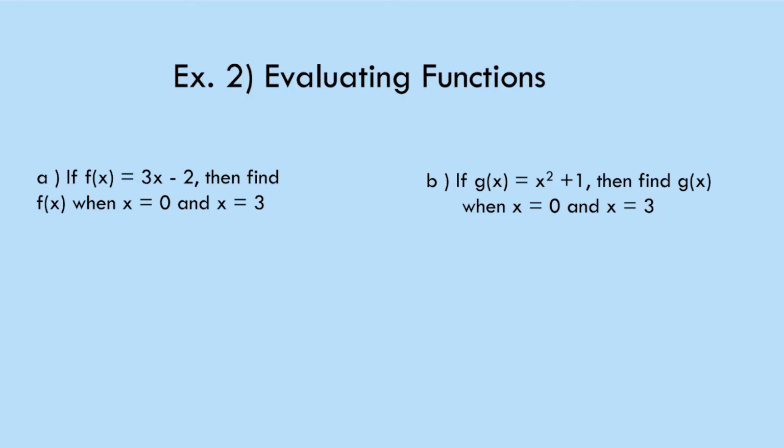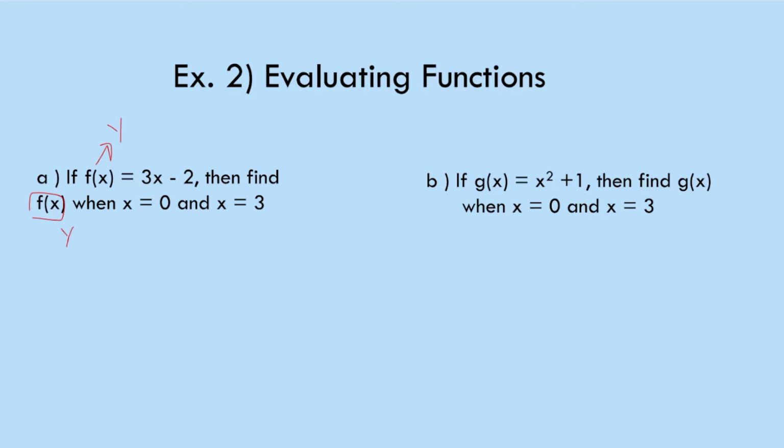Okay, so the first example says if f of x equals 3x minus 2, what do we always know f of x to be? f of x is always going to be the y. And then it says then find f of x. Well, what do they really want me to find? They want me to find the y when x is equal to 0 and x is equal to 3. So they want you to find the y when x equals 0, x equals 3.